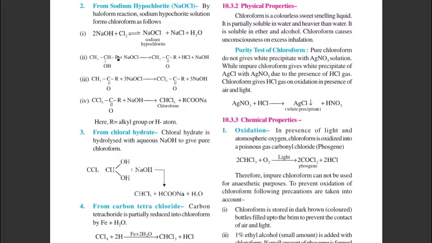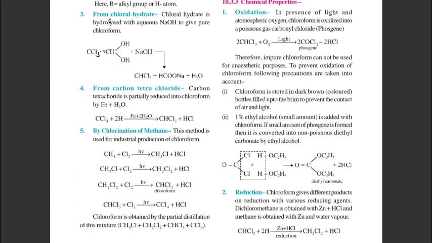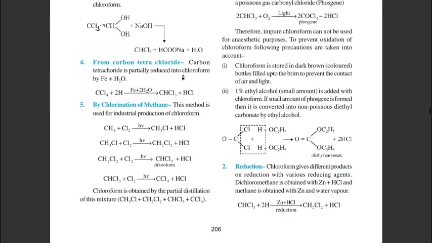If this R is H, then we get an aldehyde. If it is an alkyl group, then we get a ketone. Now again this ketone or aldehyde is treated with sodium hypochlorite, we get a trichloro derivative of the aldehyde or ketone, and in the last step this trichloro derivative upon treatment with sodium hydroxide produces chloroform. Next is from chloral hydrate. When chloral hydrate is hydrolyzed with aqueous sodium hydroxide, then it gives pure chloroform. Sodium formate and water are the byproducts of this reaction.